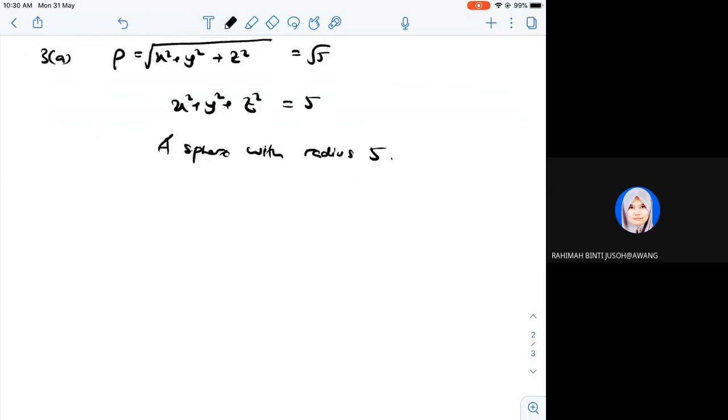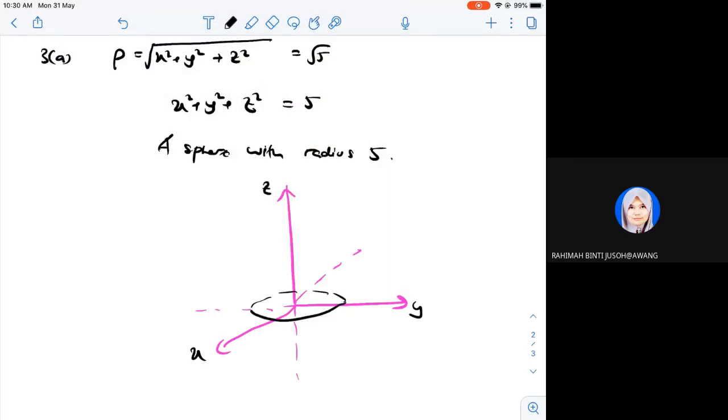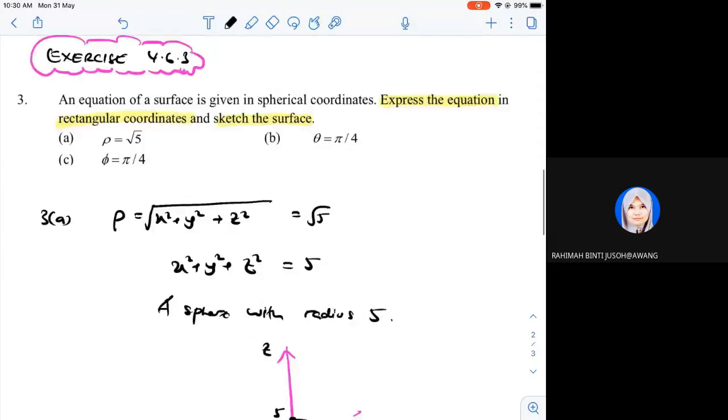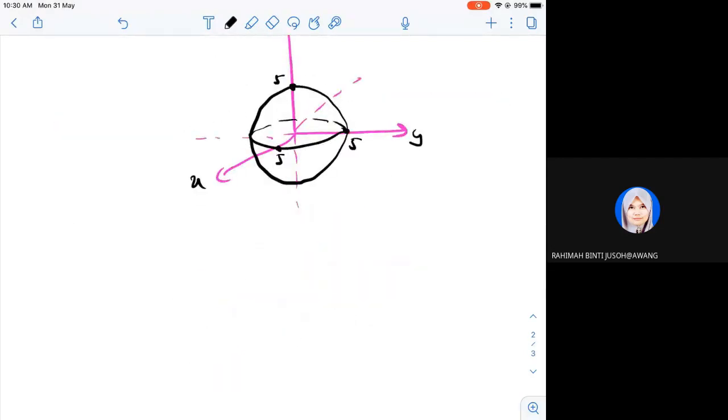Okay, so we can sketch the sphere, just as simple as that. So this is square root 5 on each axis. Okay, settle 3a. For 3b, we have theta equals pi over 4.